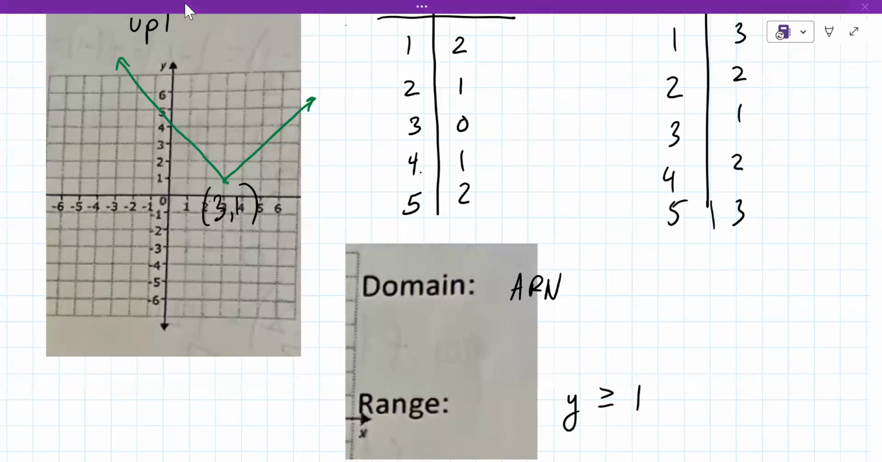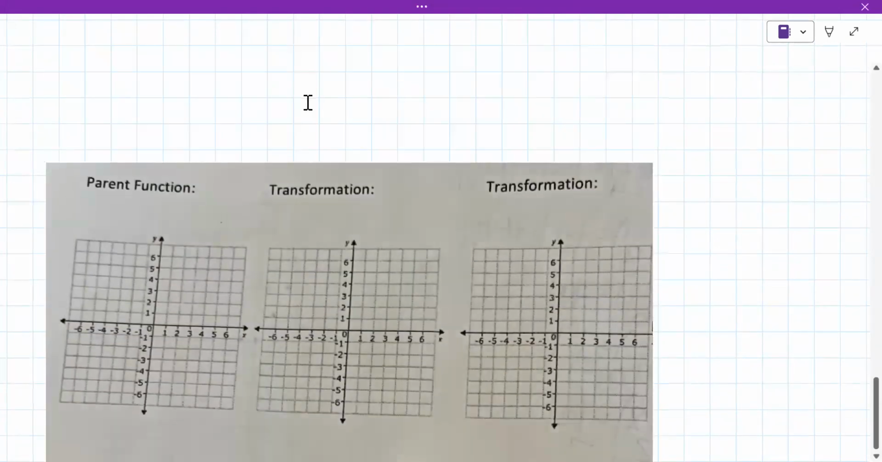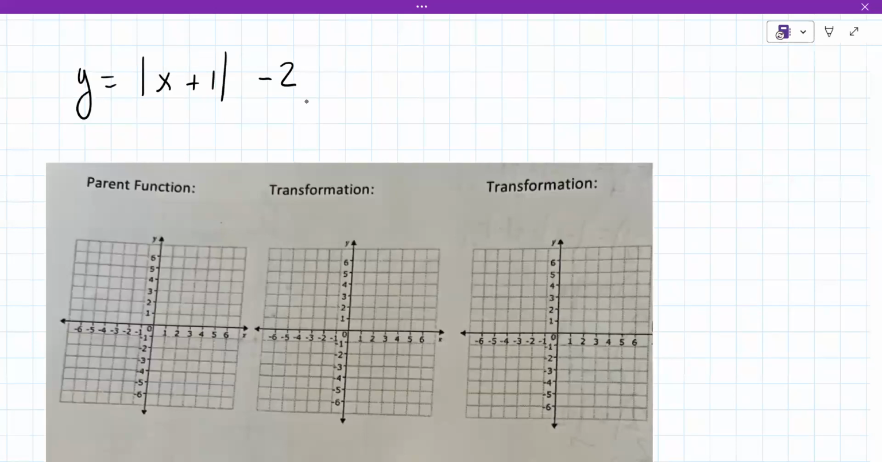Do you want to try graphing one of these on your own? Maybe like this? Yeah, sure. Okay, so we'll do the same thing here. There are 3 graphs. I'm really only interested in the last one. Since this is the first time you're seeing this, we're not gonna make it too complicated. So let's say it's y equals absolute value of x plus 1, minus 2.